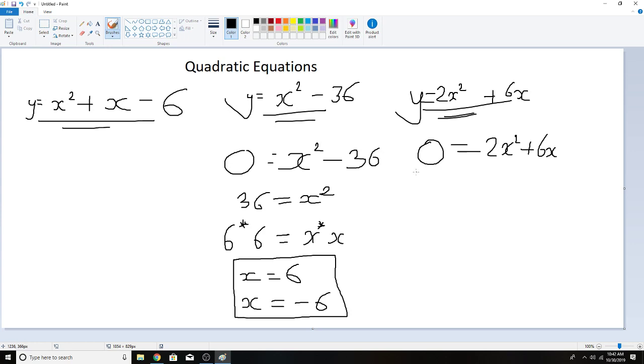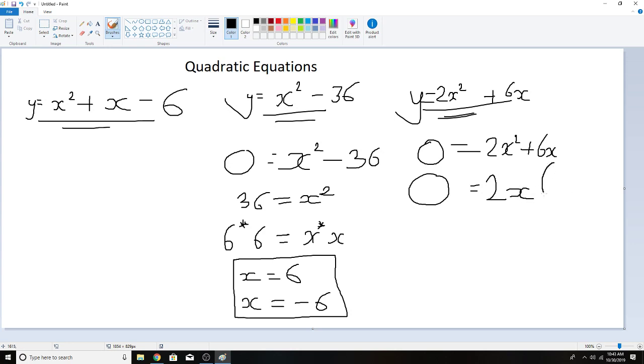Then with this equation, we have to find the factors that go into these answers. So if we put 0 equals, what numbers go into both 2 and 6? Remember, 2 times 3 makes 6, doesn't it? So we can put 2 here. Then the x. We've got an x squared and an x, so we can use one of the x's to put outside the multiplication.